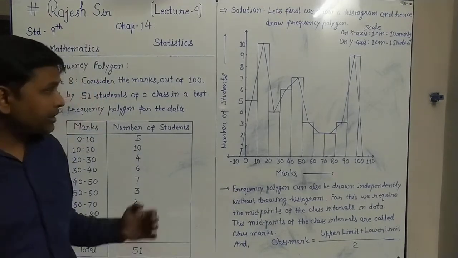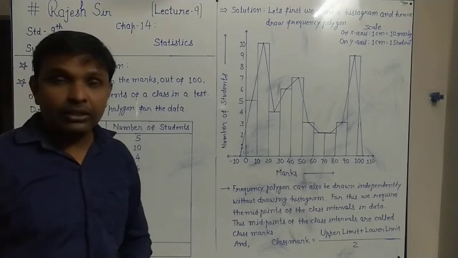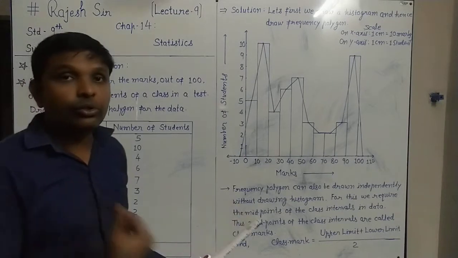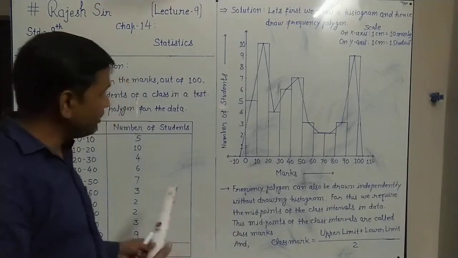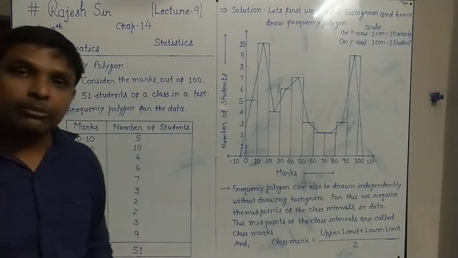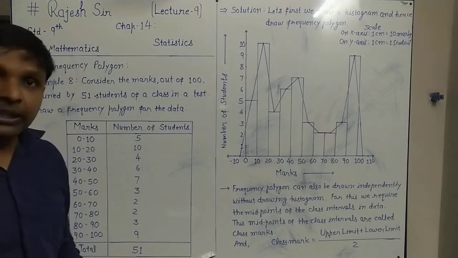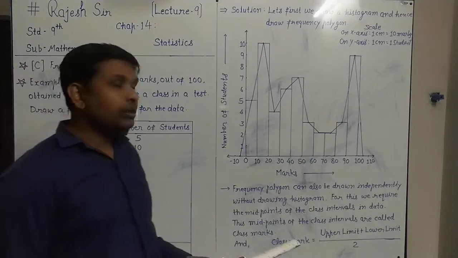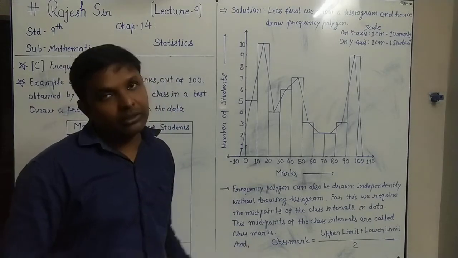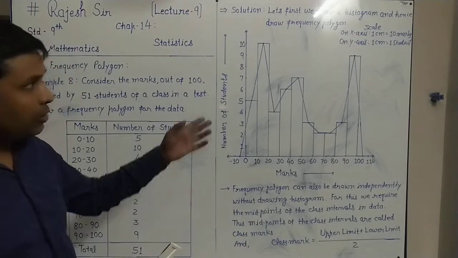That type of example we will see in the next lecture. This type of question is also asked in the exam: draw the histogram of the given data and hence draw the frequency polygon. This is one example in which we have drawn the frequency polygon with the help of the histogram. In the next lecture, we will draw the frequency polygon directly without drawing the histogram, using the class mark or midpoint of the class intervals. You are advised to write this question and draw the graph very well.